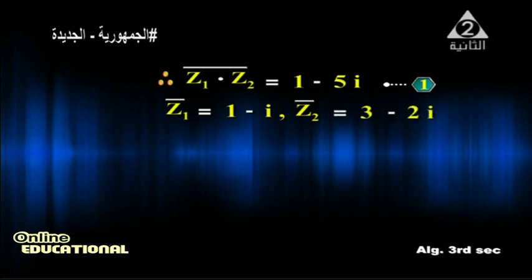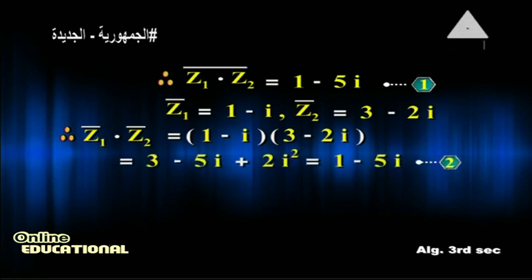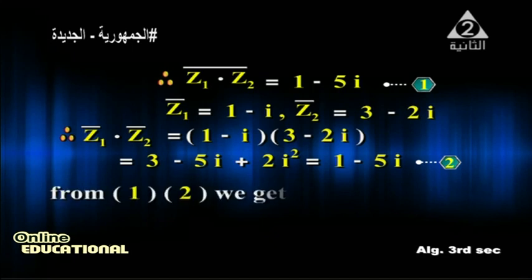The conjugate of z1 multiplied by the conjugate of z2: 1 minus i multiplied by 3 minus 2i. The answer, by collecting like terms, is 1 minus 5i. What did you deduce? Yes. From 1 and 2 we get the conjugate of z1 times z2 equals the conjugate of the first times the conjugate of the second.